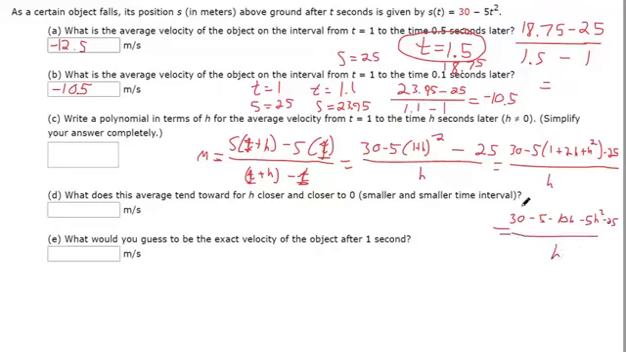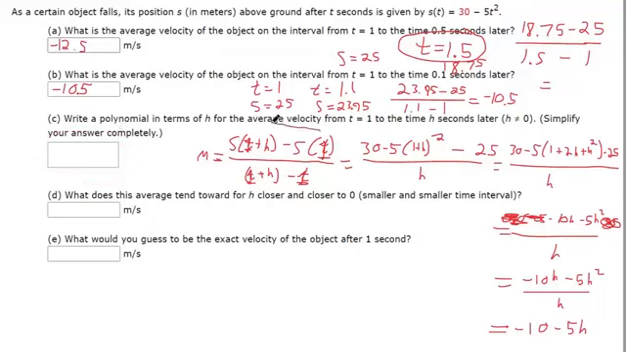I think I got it all. It's getting a little messier, but my hand gets tired of this. 30 minus 5 makes 25, and 25 minus 25 makes 0. So this is what we're left with when we combine those. And then you're dividing everything by h, so you can cancel out an h in each term in the numerator. So it's negative 10 minus 5h. I guess that's what they're looking for here.